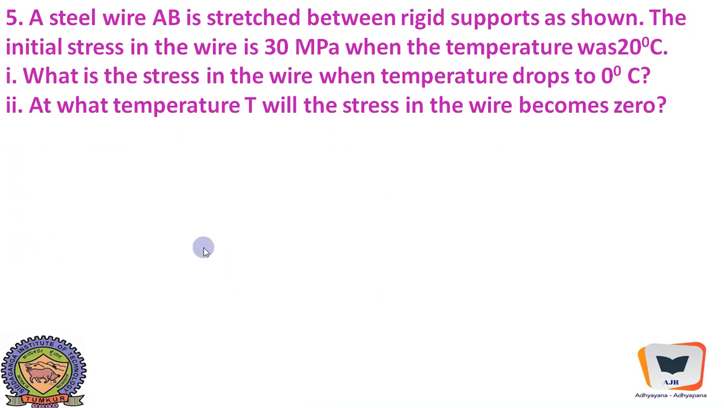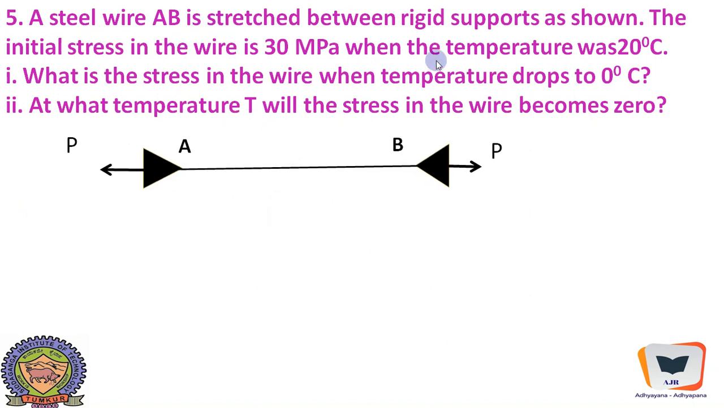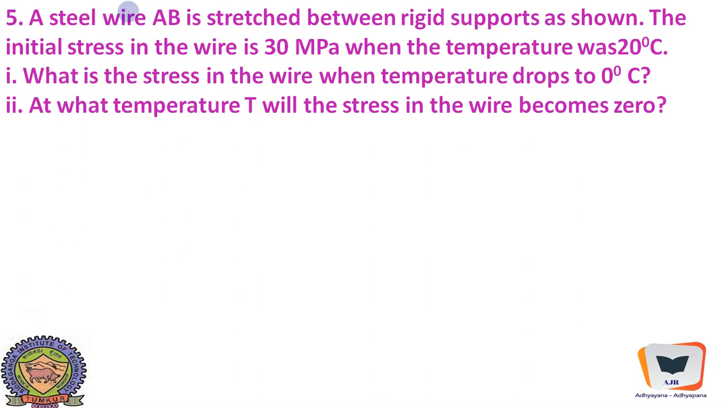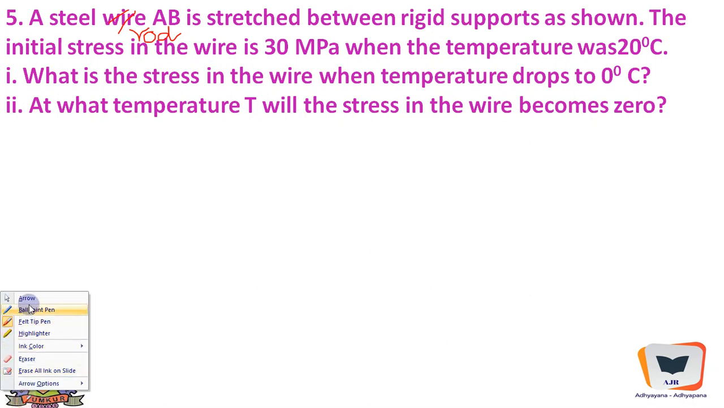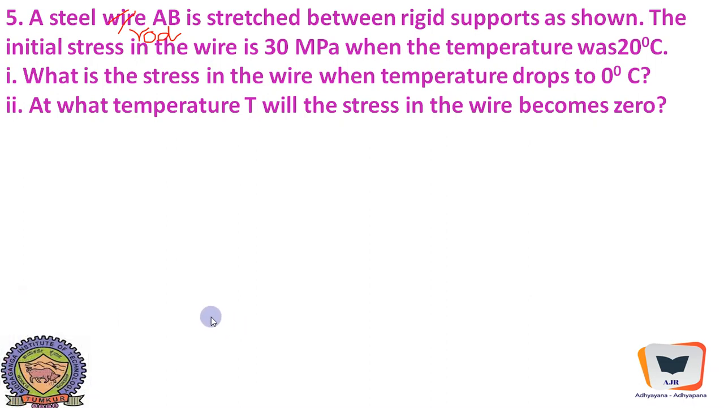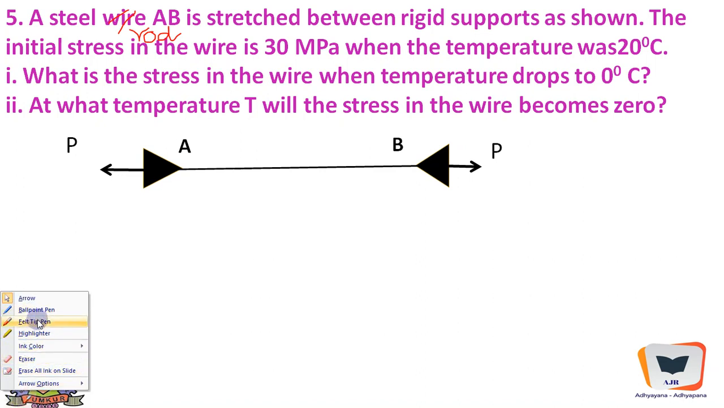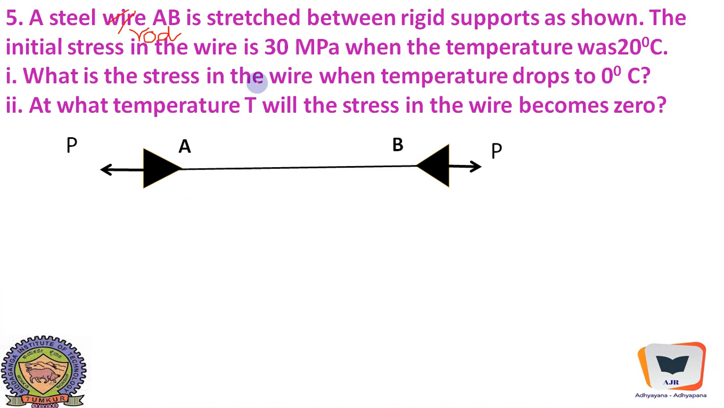The fifth problem happens to be like this. A steel wire AB is stretched between rigid supports as shown. It could be a rod, we will say it as a rod. A steel rod AB is stretched between rigid supports as shown. The initial stress in the rod is 30 MPa. This is pre-stressed. A rod is pre-stressed at a particular temperature which is 20 degrees centigrade.